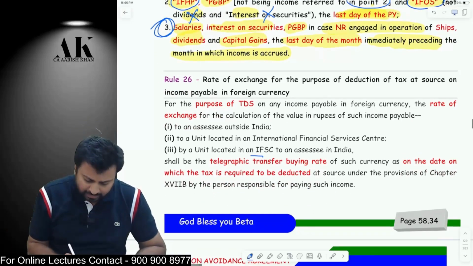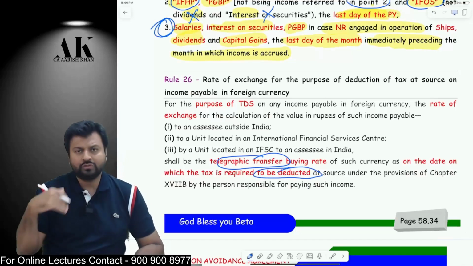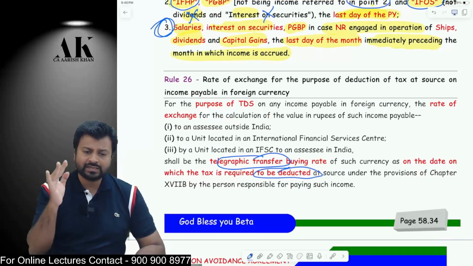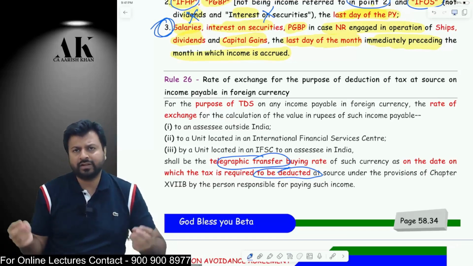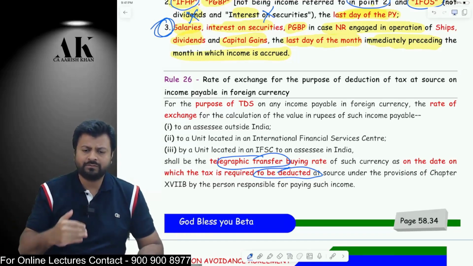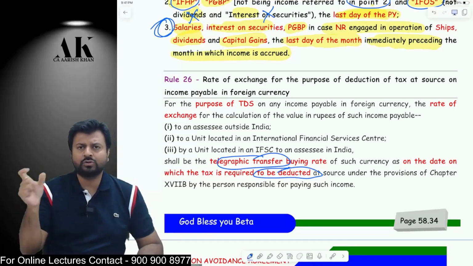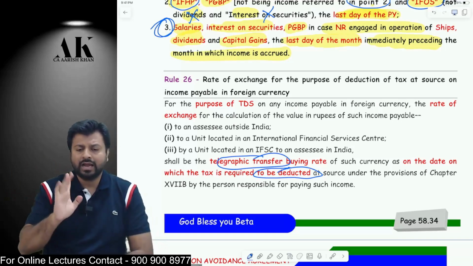So you have to take the TTBR on the date of deduction. Whichever date you are liable to deduct, that day's TTBR you are going to take as per rule 26. Suppose I am liable to deduct on 15th of March, so whatever is the TTBR on 15th of March, that day's TTBR will be used to convert that amount of TDS. I hope it is clear to all of you.